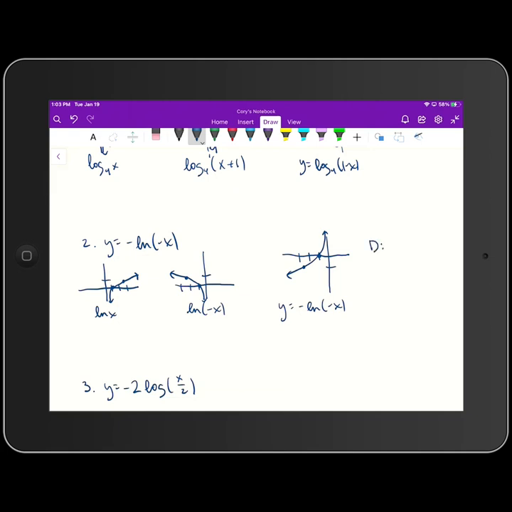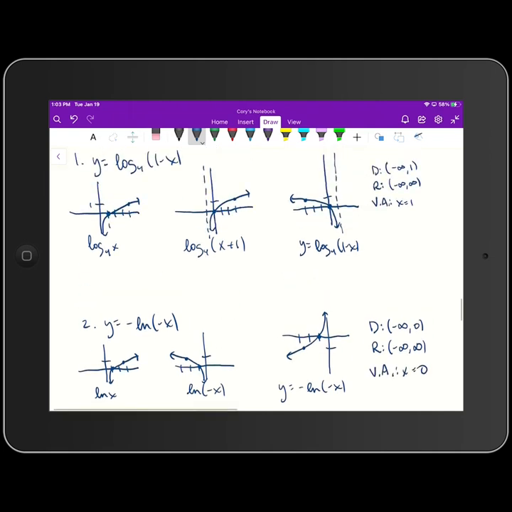Domain, what x values get covered up? Well, they are from -infinity to 0. The range is all reals, and that has a vertical asymptote at x is equal to 0.